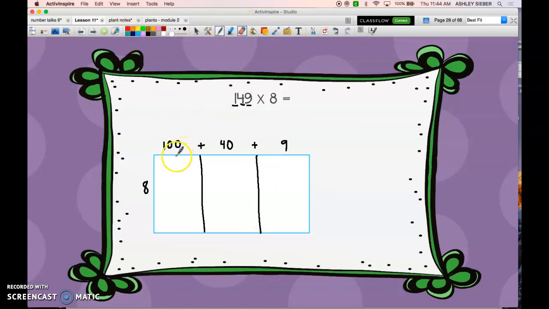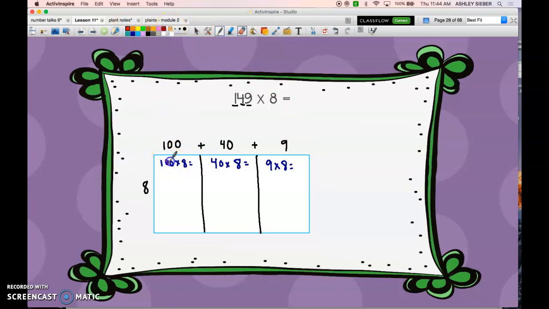Now I'm ready to do some multiplication. 100 times 8 goes in this box. 40 times 8 goes in the middle box. And in the final box, 9 times 8. Now I'm ready to solve.